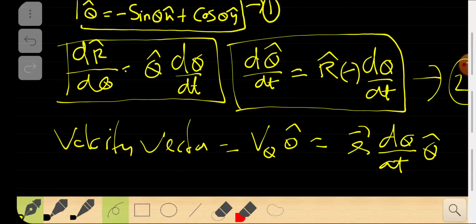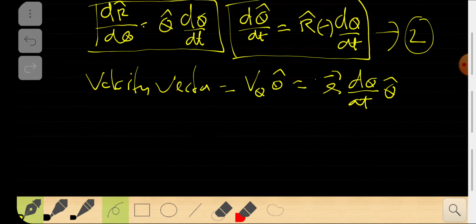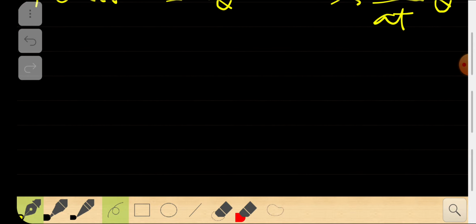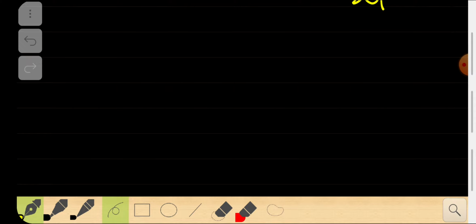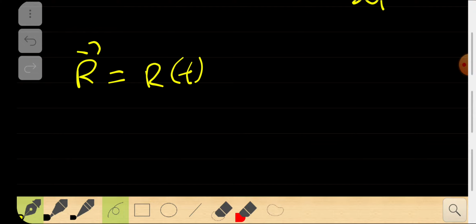Now I'm going to start from scratch for the non-circular motion. As we have mentioned, vector r is just r of t in the r cap direction. That's the magnitude. Now r has become a function of time. Earlier it was a constant.